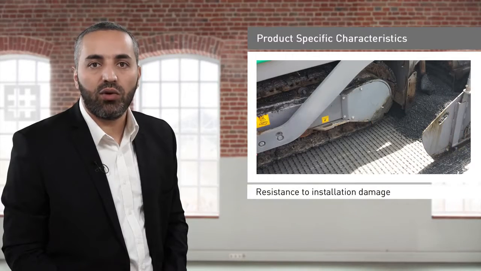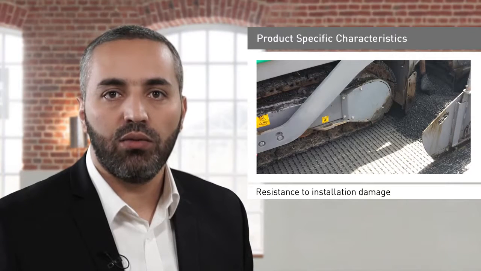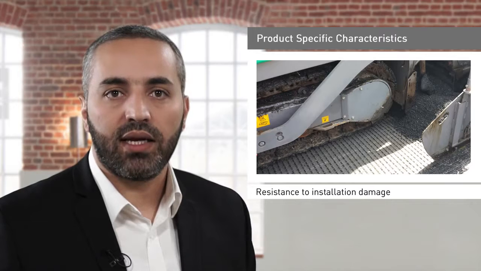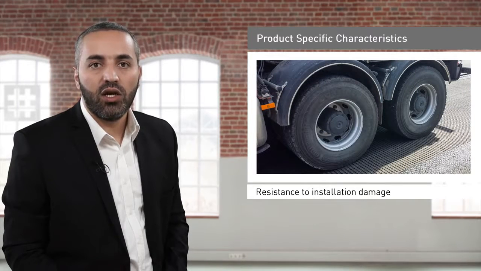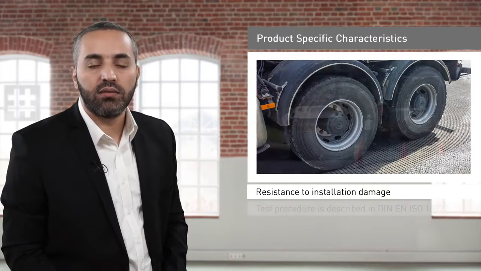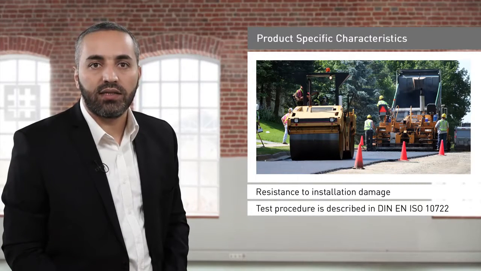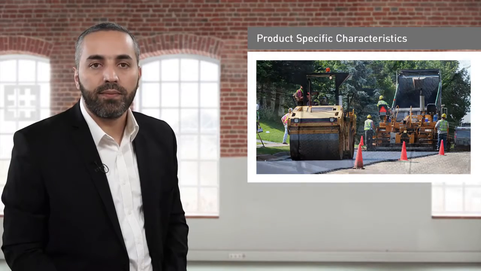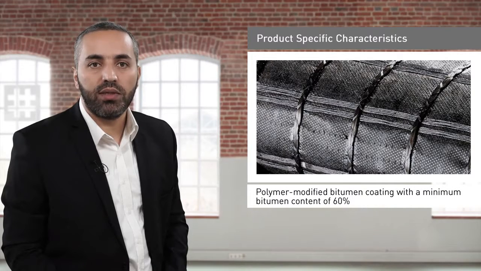A material's resistance to installation damage, for example, provides a clear indication as to how well it will actually perform in the installed condition. Products may, for instance, be susceptible to installation damage when laid on milled surfaces, when driven over by asphalt trucks, or during compaction of the overlying asphalt layers. The mandatory test procedure is described in detail in DIN EN ISO 10722. A further key feature is the provision of a polymer-modified bitumen coating with a minimum bitumen content of 60%.